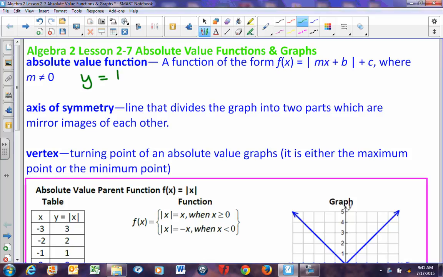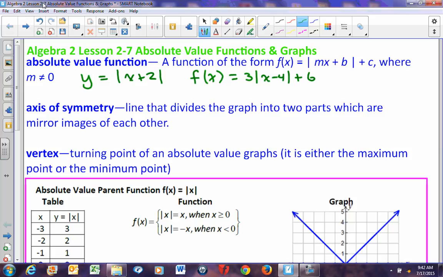Y equals the absolute value of x plus 2, or f of x equals 3 times the absolute value of x minus 4, plus 6. All of those are absolute value functions. Fairly complicated absolute value functions, but not too difficult to deal with.